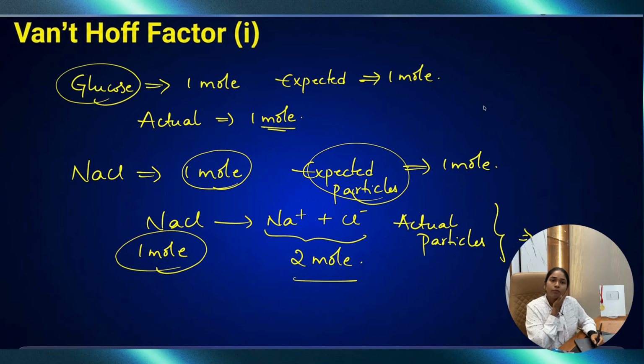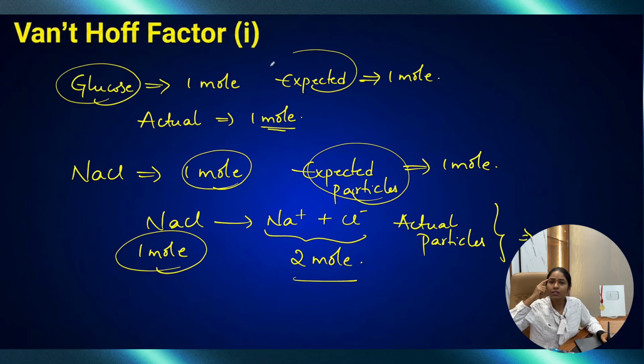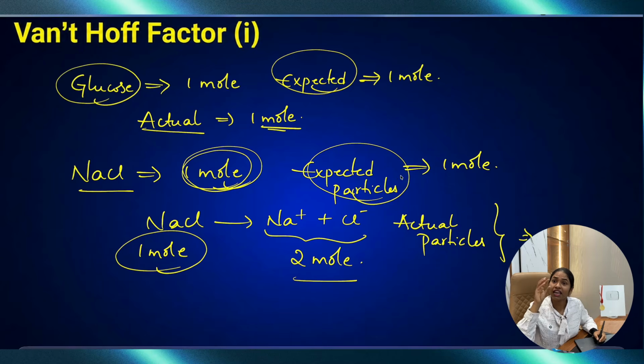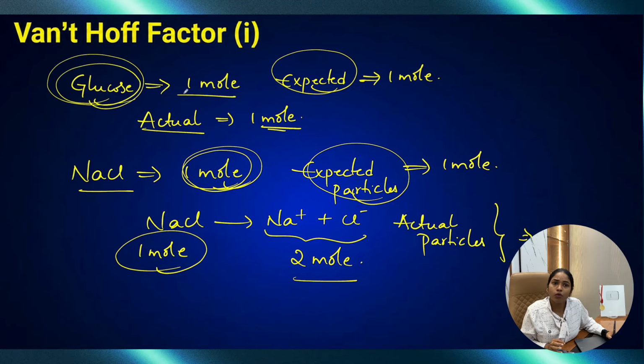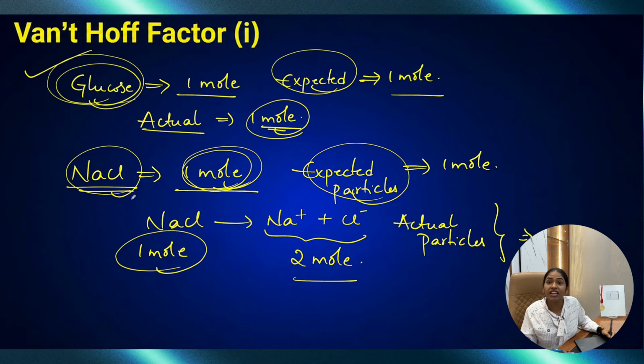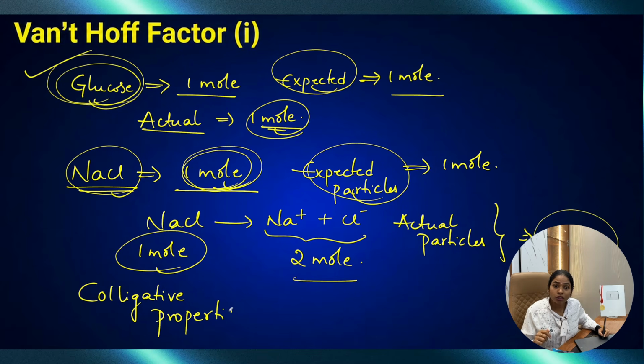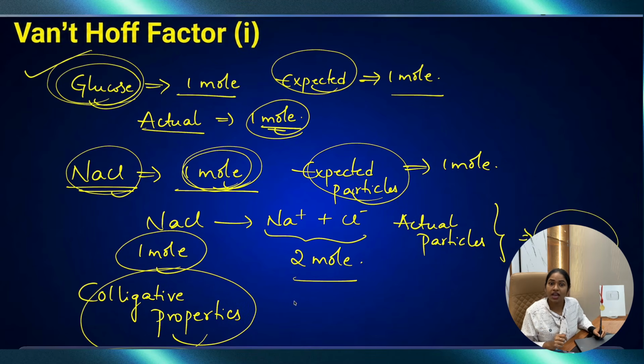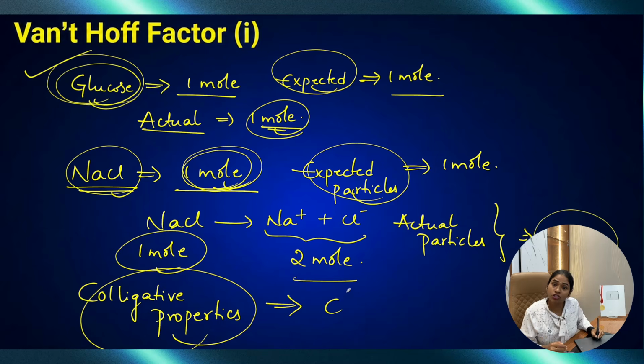Then what is the problem? With glucose you are taking 1 mole, expecting 1 mole, and actual is also 1 mole. But with NaCl you are taking 1 mole, expecting NaCl to stay NaCl only, but after dissolving it breaks into 2 moles of particles. Both glucose and NaCl are 1 mole, but 1 mole of glucose gives 1 mole of particles, while 1 mole of NaCl gives 2 moles of particles. A colligative property is the property which depends upon the amount of particles. So you are taking 1 mole of both, but the particles are changing. If particles change, colligative properties also change.